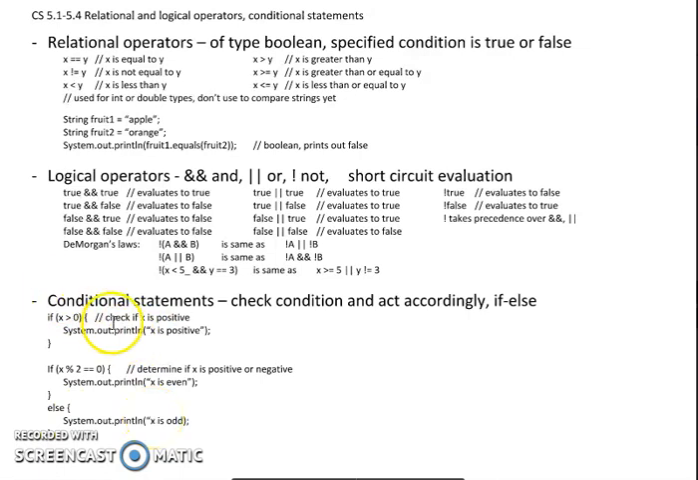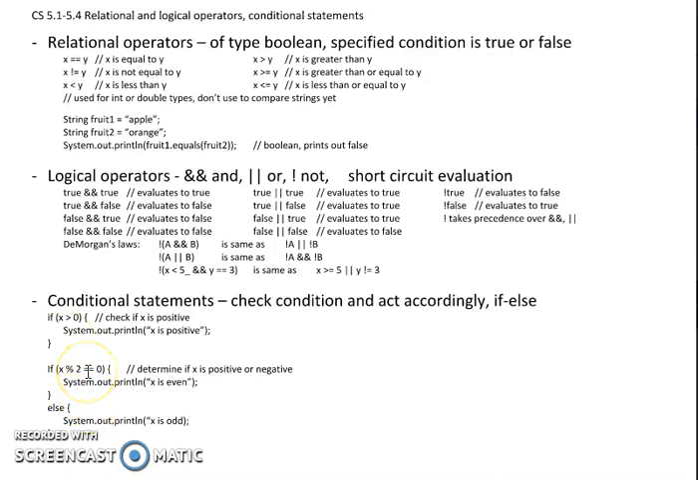So in this case, I'm checking if x is positive. Well, that's basically checking if x is greater than 0. So if x is greater than 0, it will execute x is positive. If x is not greater than 0, it will just skip that part. It'll skip this part between here and continue.